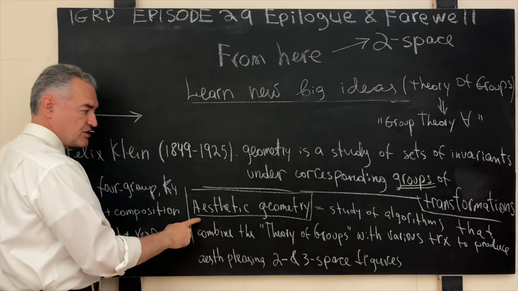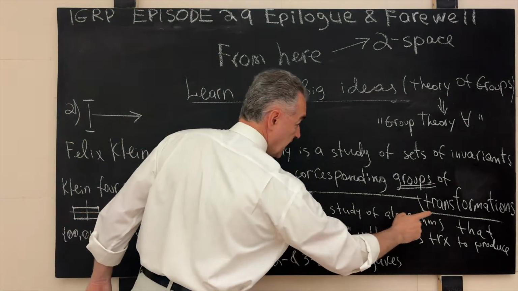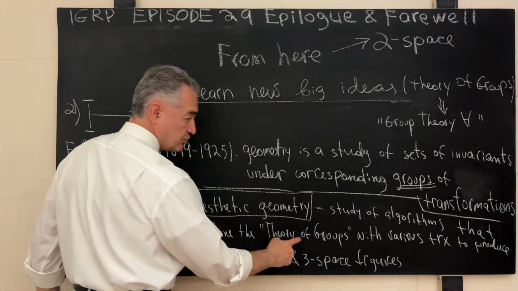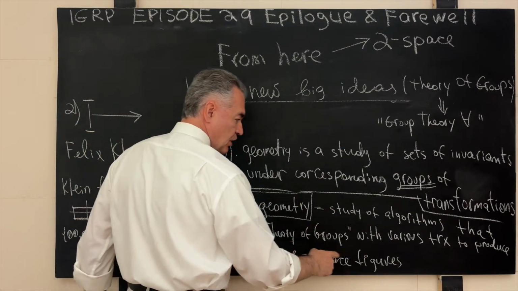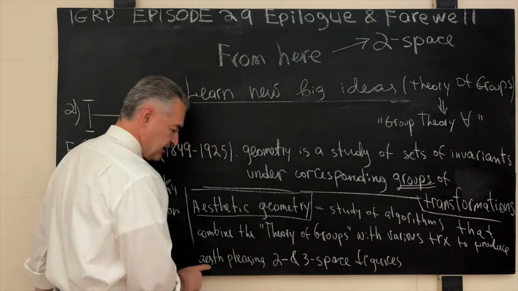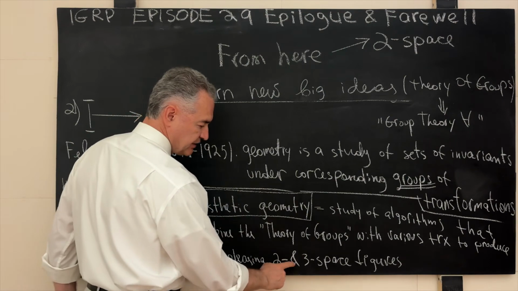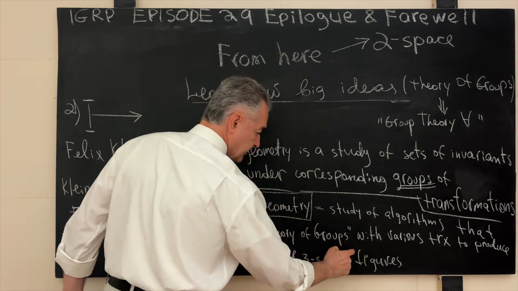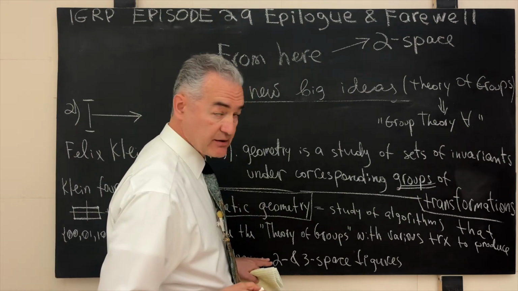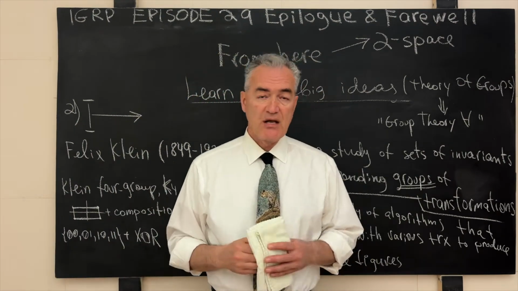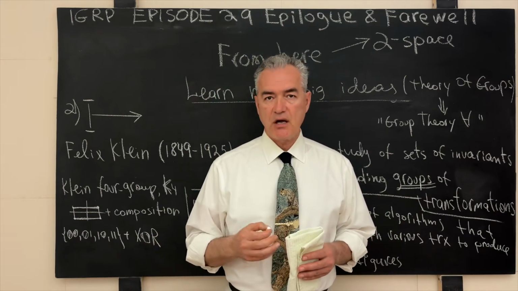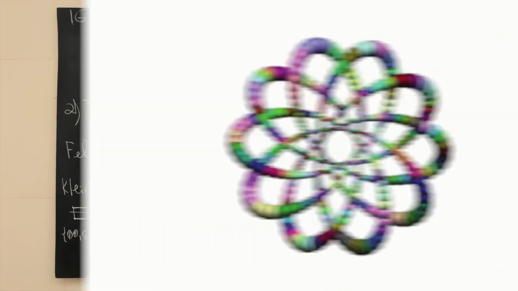What is an aesthetic geometry? An aesthetic geometry is the study of algorithms that combine the theory of groups, the material from the theory of groups, with various transformations in order to produce aesthetically pleasing 2-space and 3-space figures. And to give you a taste for what these aesthetically pleasing 2 or 3-space figures may look like, here is what may be called a harmonic Riemann windmill.